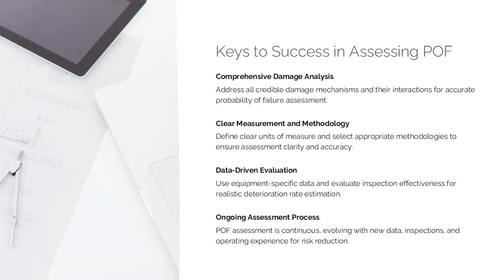Successful assessment of probability of failure requires a disciplined and comprehensive approach. Key success factors include addressing all credible damage mechanisms, understanding interactions between mechanisms, defining clear units of measure, and selecting appropriate methodologies. Using equipment-specific data, accurately evaluating inspection effectiveness, and correctly estimating deterioration rates are critical to producing realistic results.